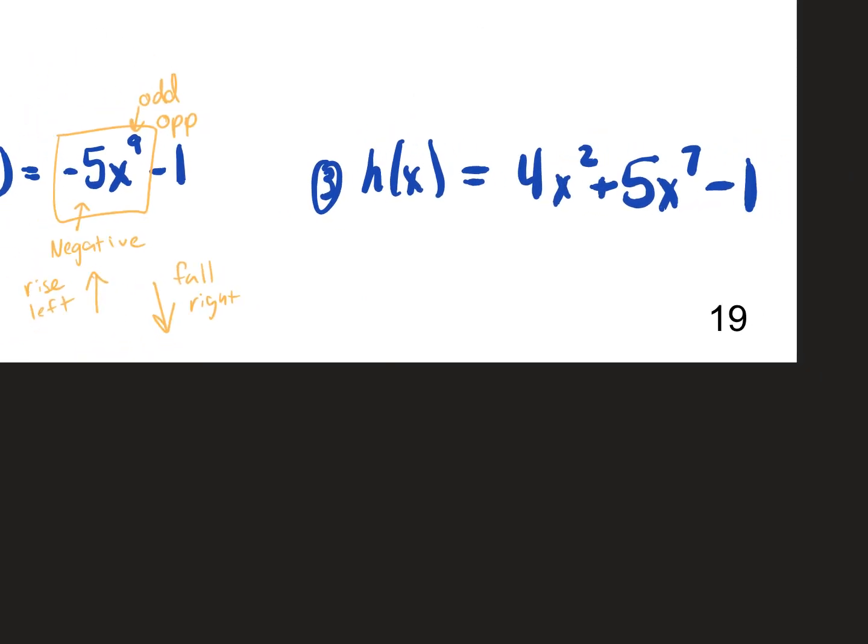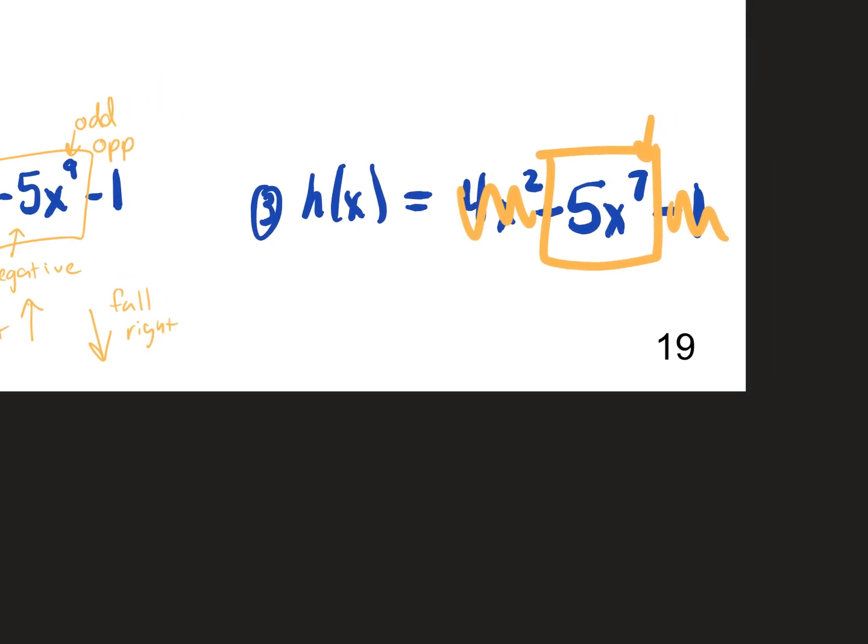All right, for number 3, which term do I look at? Perfect. 5x to the 7th power. The rest of it doesn't matter because this one has the highest degree. So is my degree even or odd? It's odd. So do they go in the same direction or opposite? Opposite directions. And is my leading coefficient here positive or negative? It's positive. I crossed out the plus, but it was a plus. So this is positive.